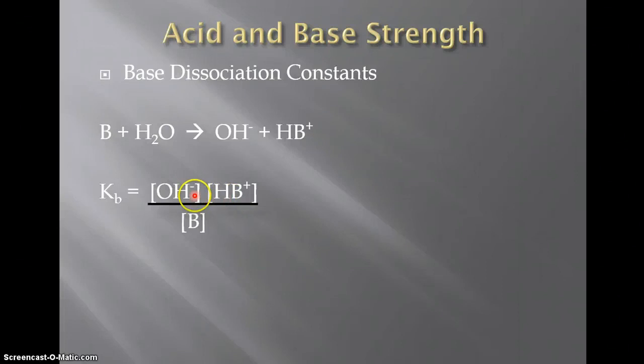If I end up with a small number for K, because I have a small amount here and a small amount here and a large amount down here, so I end up with a decimal, that tells me that I have a weak base because most of it did not ionize. That's the key thing in telling whether something is a strong acid or a strong base, is whether it ionizes completely.